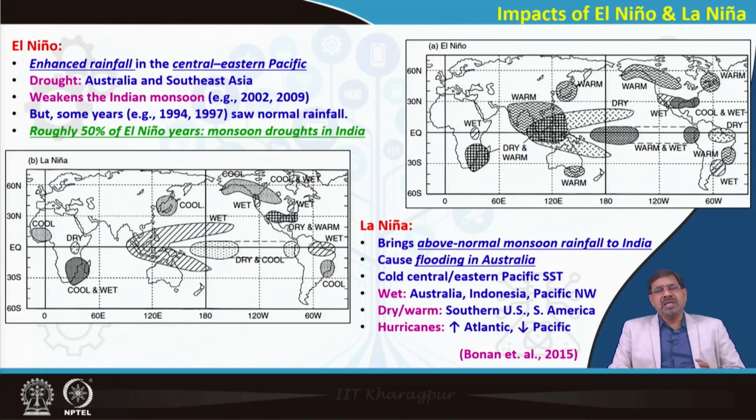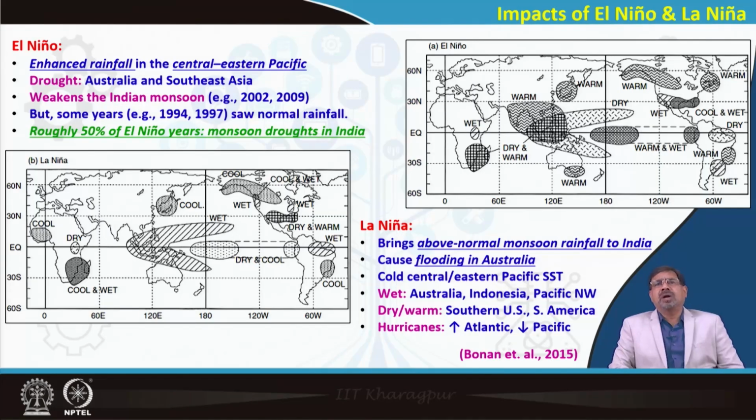It has already been recorded in 2002 and 2009, but some years are an exception: in 1994 and 1997 there was normal rainfall despite a little bit of El Nino impact. So, in roughly 50% of El Nino years we have received droughts in the monsoon season, or we say monsoon droughts in India. Now, have a look at the Indian region. A huge region has been shown as affected by El Nino.